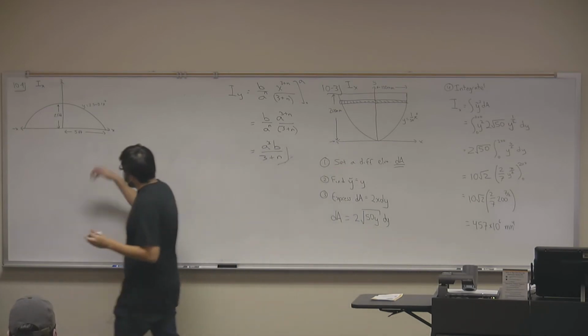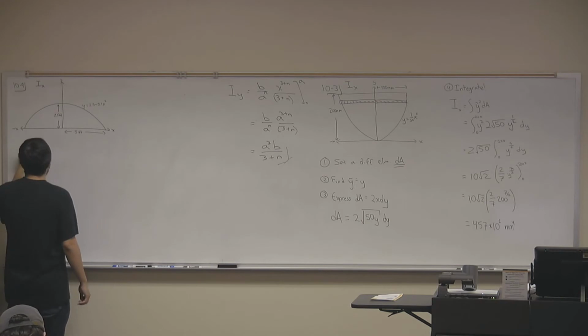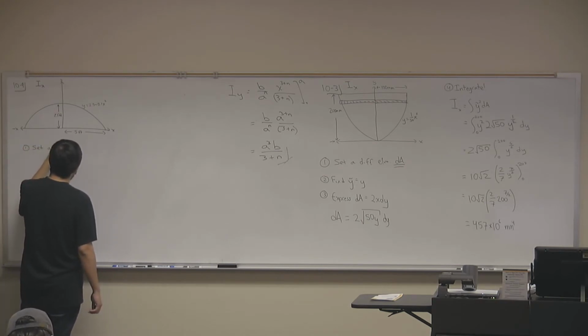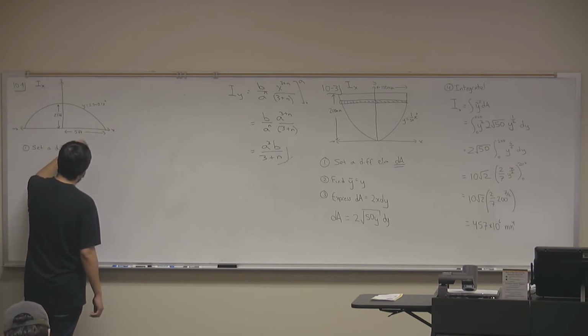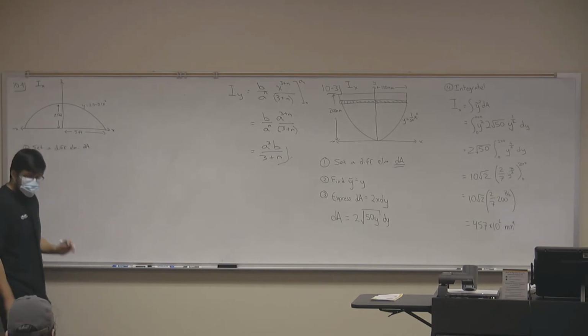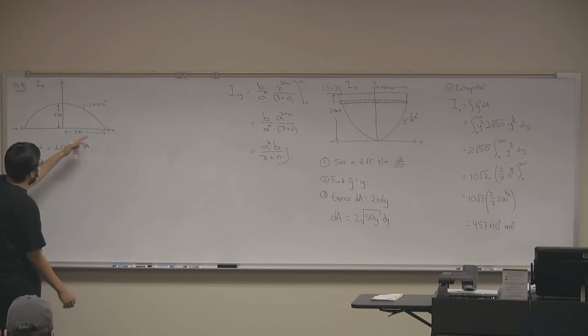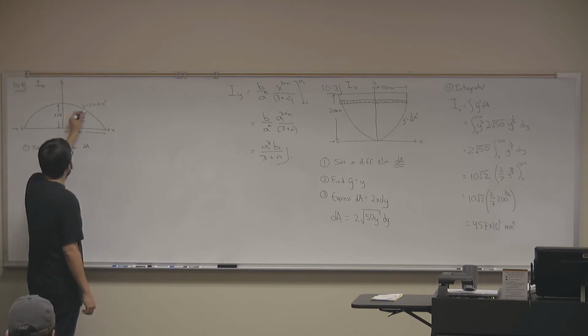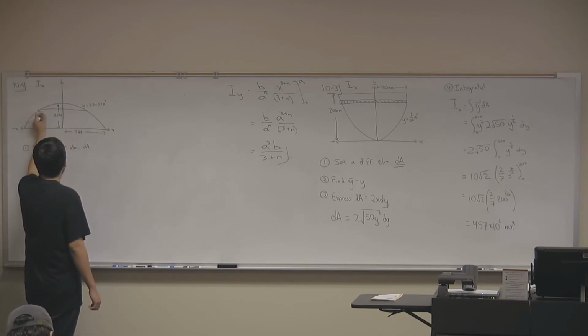So we start with this shape. Our first step is to set a differential element, dA. Now we're going to start with the easy one. If we want to find the moment of inertia about the x-axis, we want an element that's parallel to the x-axis, so that the differential dimension is not parallel to the axis. So I'm going to start with an element dx.